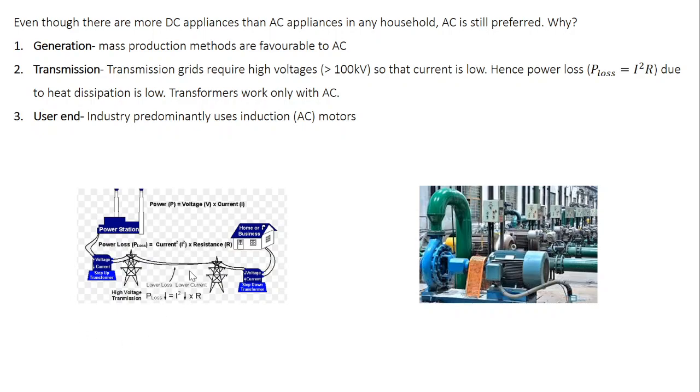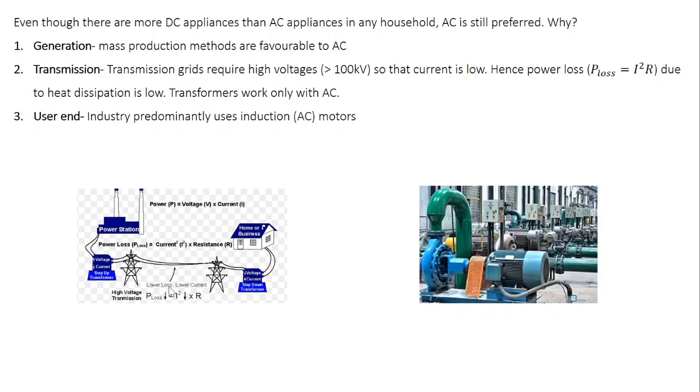Okay. So if you look at the transmission grids, major transmission grids, the voltage level is usually very high. This is of the order of 100 kV or more. So you have 100 into 1000 volts here. So why do we need very high voltage for electrical transmission?